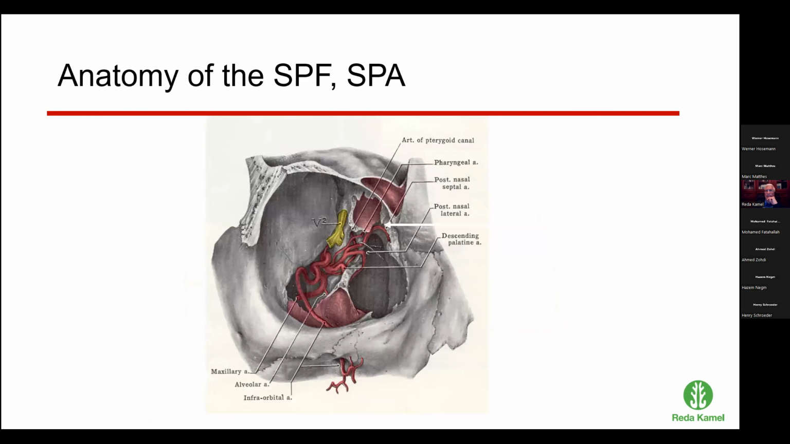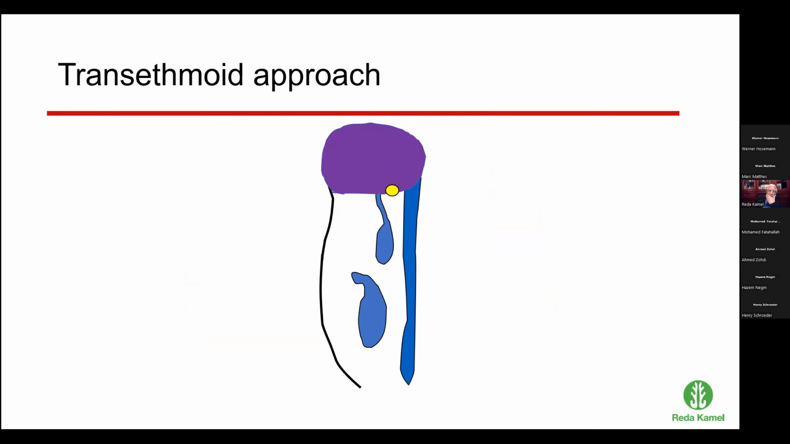And here we are again. Here we have the sphenopalatine artery dividing, giving you the posterior septal artery. This is the pterygopalatine fossa, maxillary, and then sphenopalatine dividing into the lateral nasal and the posterior septal. And this is the most important for our target regarding our flap.